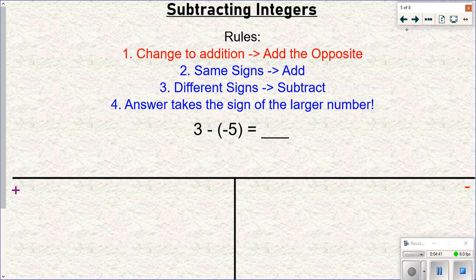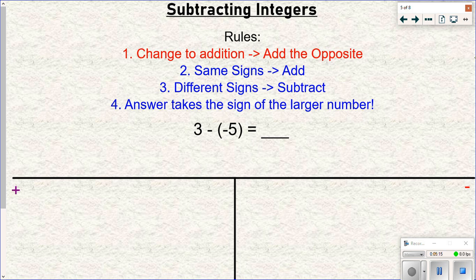All right, let's look at subtraction. If you notice, here are the same rules that I had for addition. Same sign, add. Different sign, subtract. Answer takes the sign of the larger number. But the first step here is different. There are no nice, simple rules for subtraction, but there's this cool trick. We can change any subtraction problem into an addition problem. Once we change it to an addition problem, we can follow these rules.